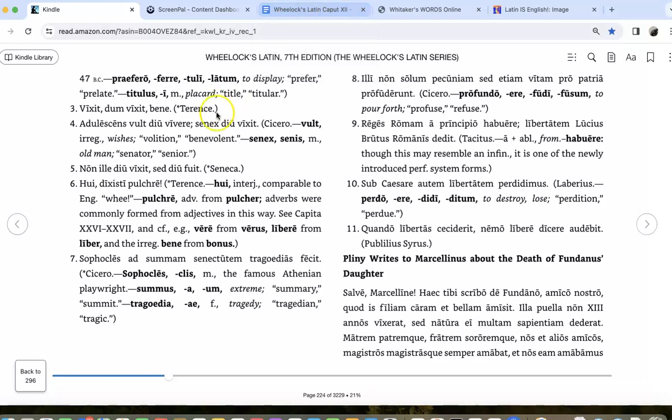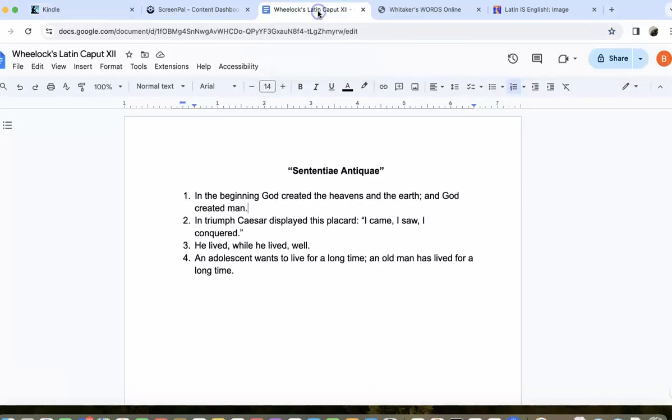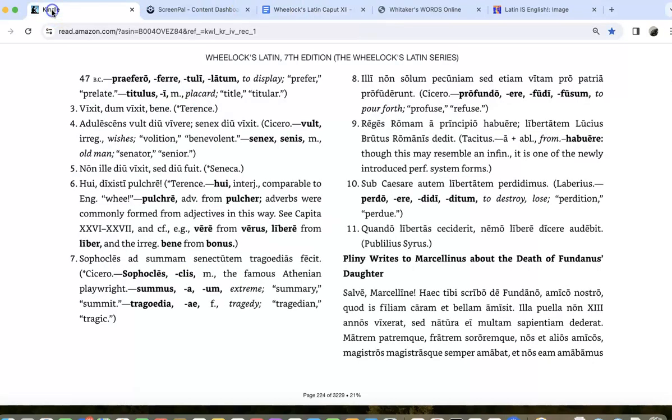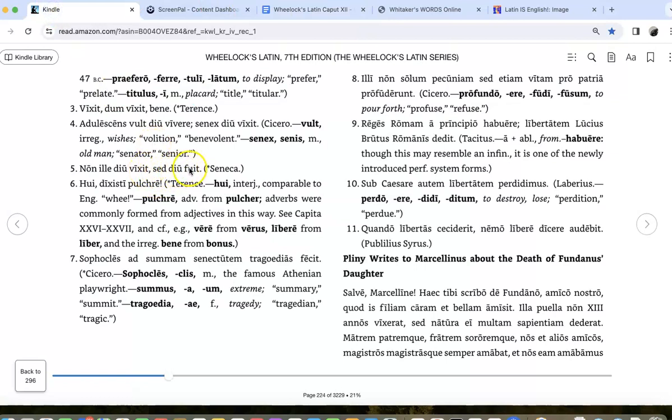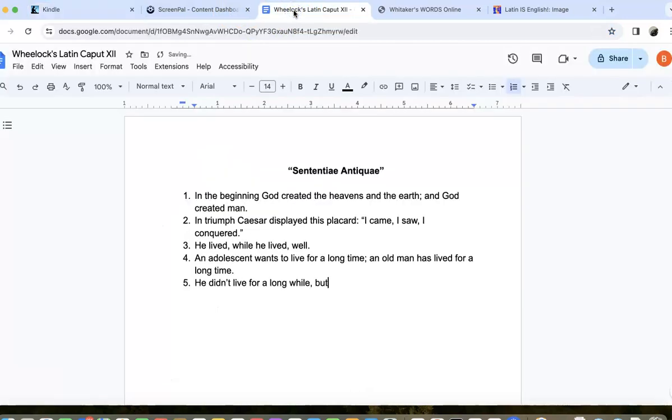This one's a little bit trickier to translate. So he didn't live for a long time. In English, probably say he didn't live a long life, but doesn't say that, so I'm going to keep it literal. So he didn't live for a long while, because dio means for a long while. So he didn't live for a long while, but he existed for a long while. Literally, he was, but he was for a long while.